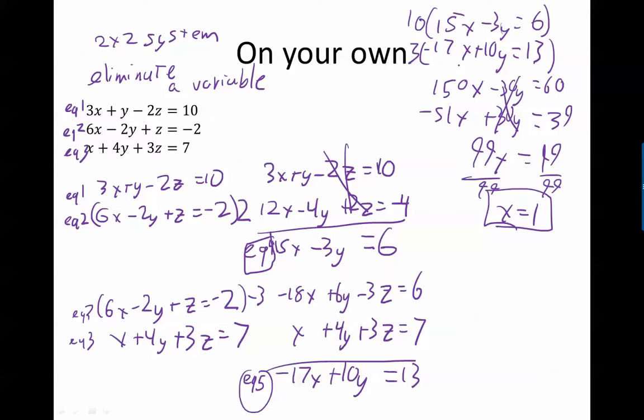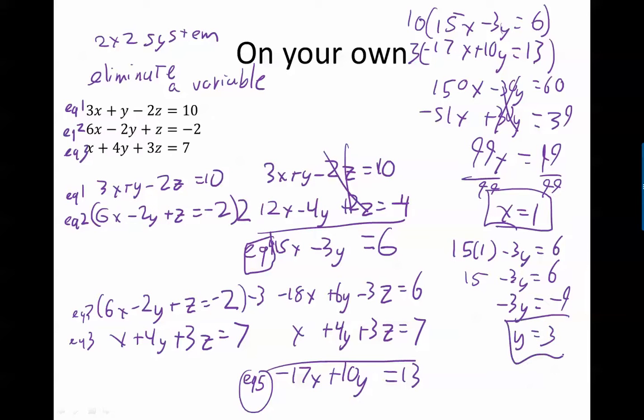Now I take this x equals 1 and I plug it in up here somewhere. 15 times 1 minus 3y equals 6, which is 15 minus 3y equals 6. So solving that, I get subtracting 15 from both sides, I end up with negative 9 there. And then y equals positive 3.